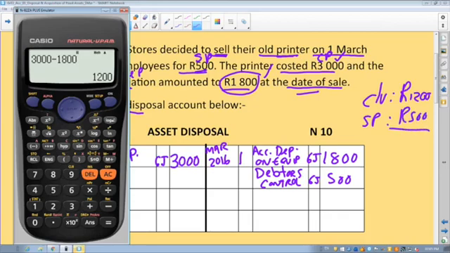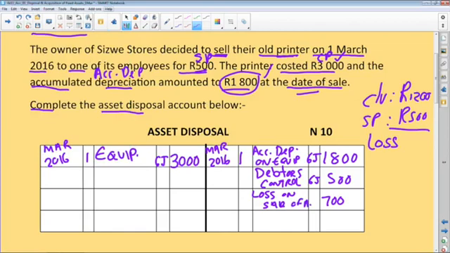You're probably thinking, what has the owner done? Why is he selling it for so little? It's worth 1,200. So unfortunately for him, he's made a loss on sale of asset, and that loss on sale of asset should be 700 Rand. So loss on sale of asset gets recorded on the credit side of asset disposal, 700, general journal, loss on sale of asset. At this stage, your asset disposal account automatically closes off because the debit side is exactly the same as the credit side.